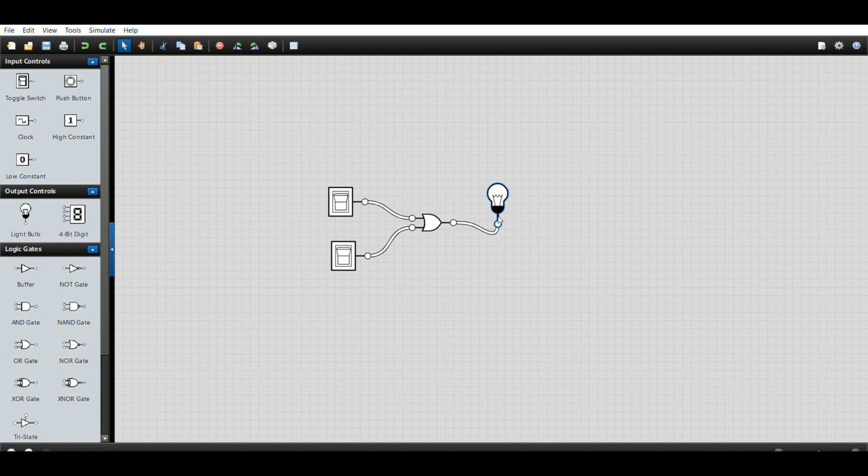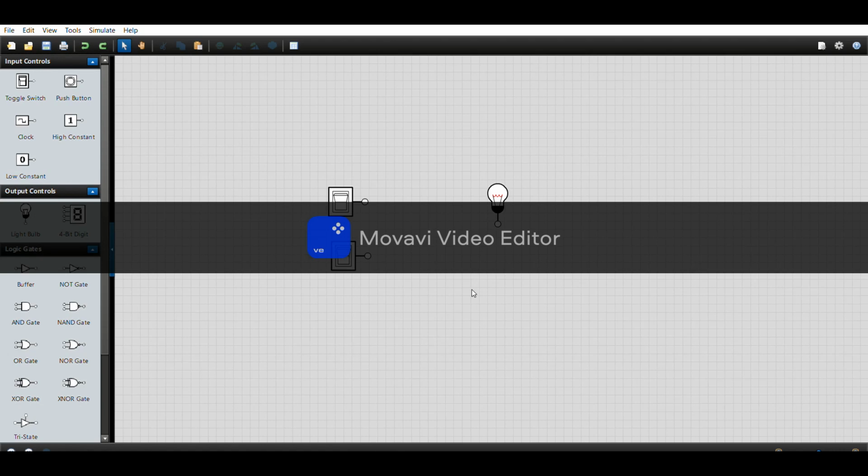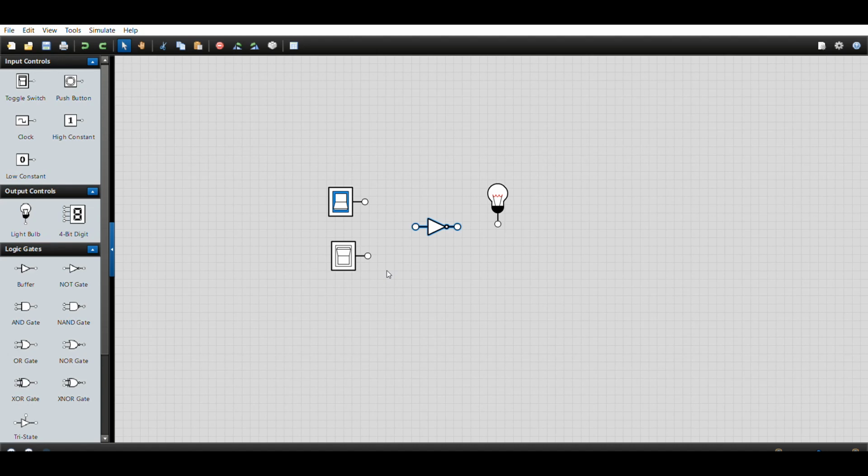Next, let us talk about the OR gate. And the next gate we are going to see is the NOT gate. The NOT gate is known as an inverter. The output is high when the input is low, and the output is low when the input is high. Let us see its operation.